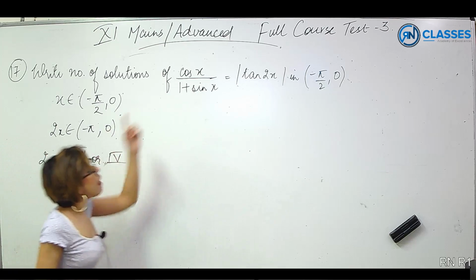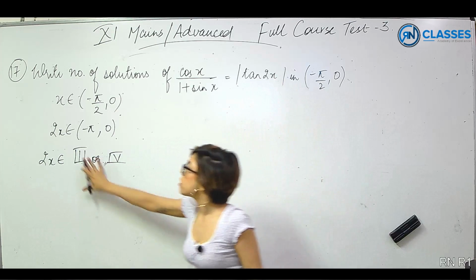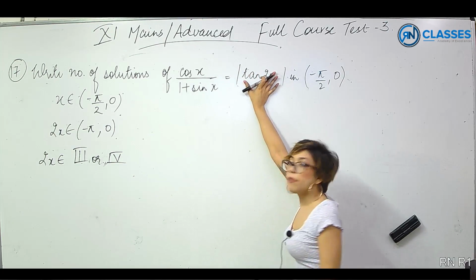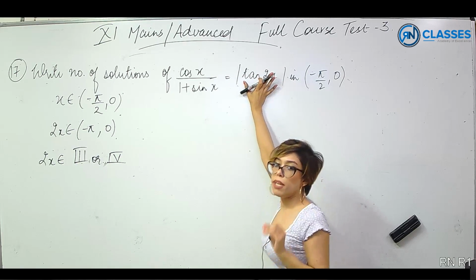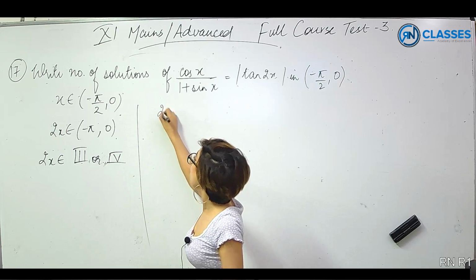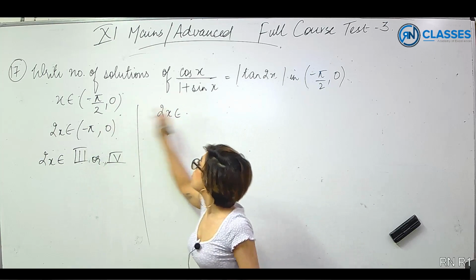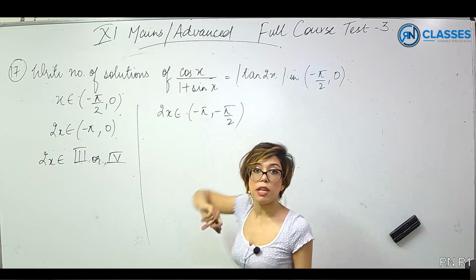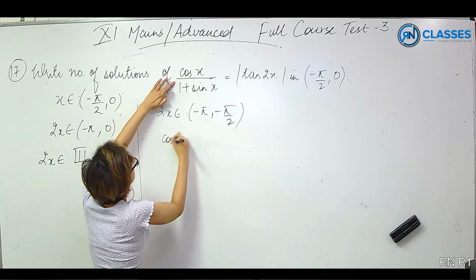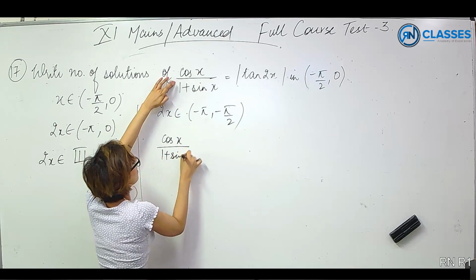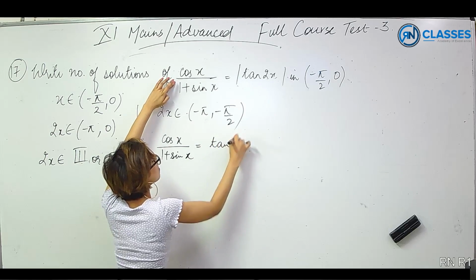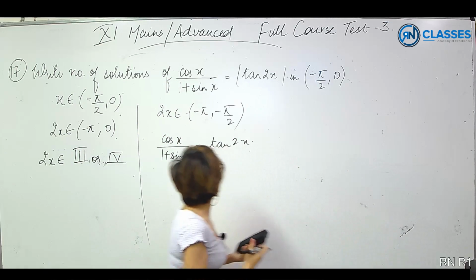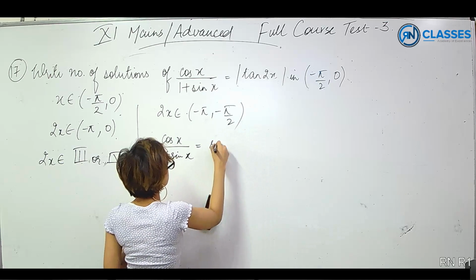Right? Mind it, here I have tangent 2x. If 2x belongs in the third quadrant, this is a positive quantity. If 2x belongs in the fourth quadrant, this is a negative quantity. So that means I know how to break this up. So I will take my 2x belonging to, first of all, third quadrant. So that means minus pi to minus pi by 2. Right? This will open with a positive sign. So cos x divided by 1 plus positive, sin x equal to tangent 2x. Now cos and sin functions are there. Obviously I want to write it as sin 2x divided by cos 2x.